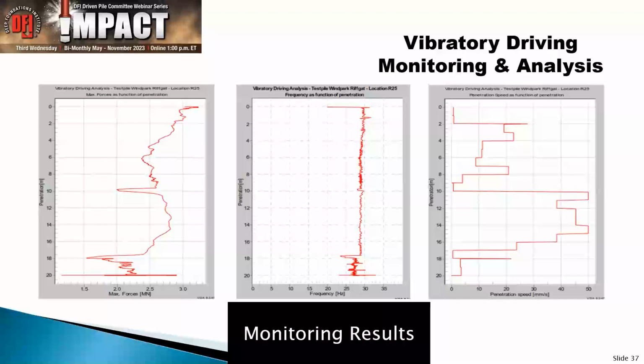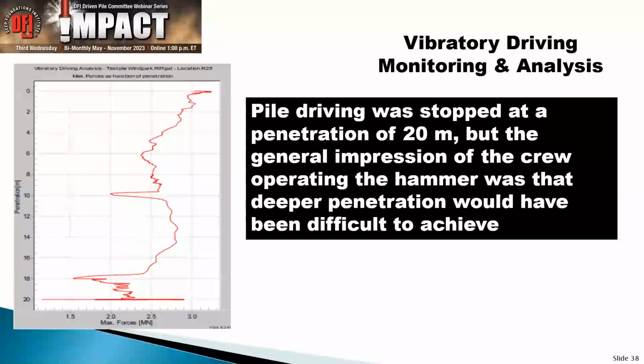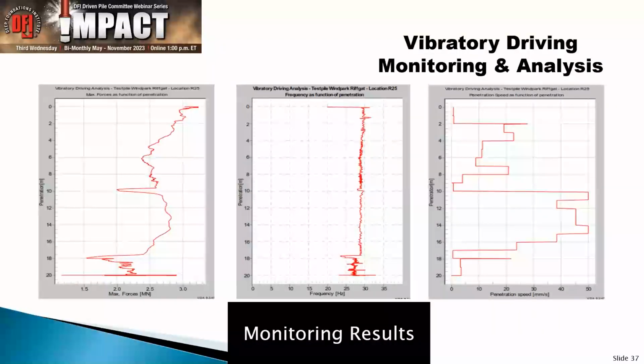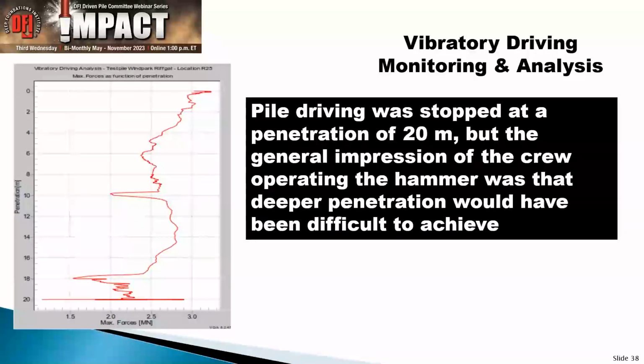But here you see some monitoring data from another pile. And we're just going to look at the three different graphs that you see there. On the first one, on the vertical axis you have your penetration depth, and on the horizontal axis the maximum force that you put on your pile. And basically we see in here that the pile went down to about 20 meters, but that is where it stopped. And in reality, we thought we could go way deeper than that.